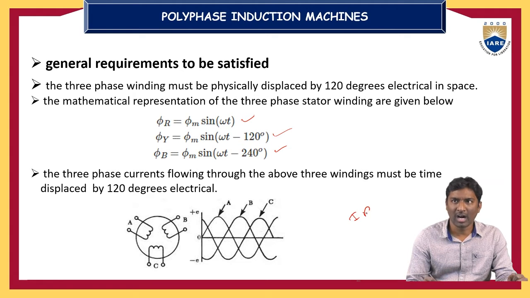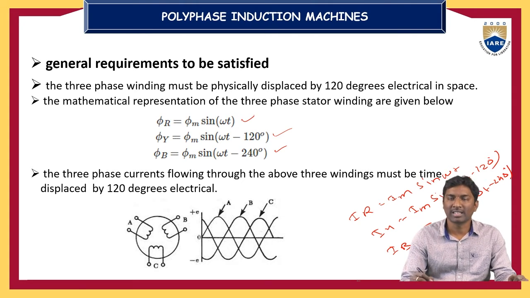Similarly, Ir is equal to Im into sine omega t, and Iy is equal to Im into sine omega t minus 120 degrees, and Ib is equal to Im into sine of omega t minus 240 degrees. So these are the resultant currents. These three phase currents flowing through the above three windings must be time displaced by 120 degrees electrical.